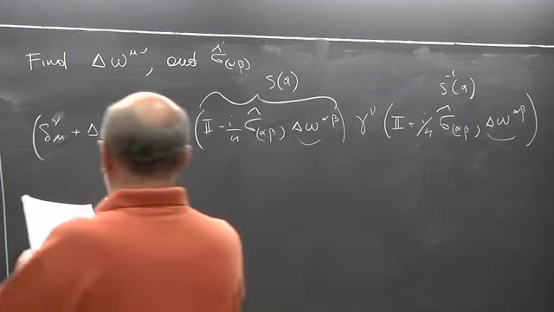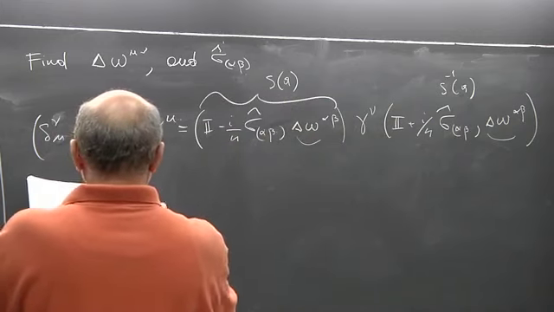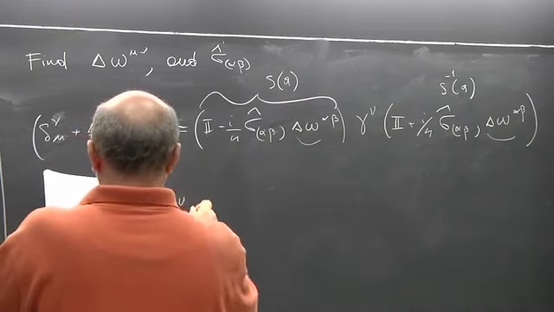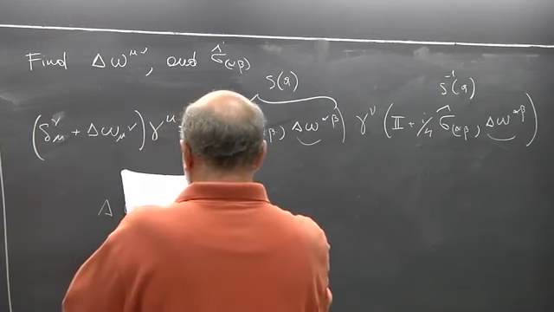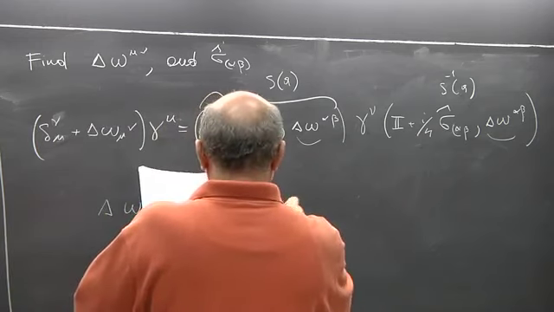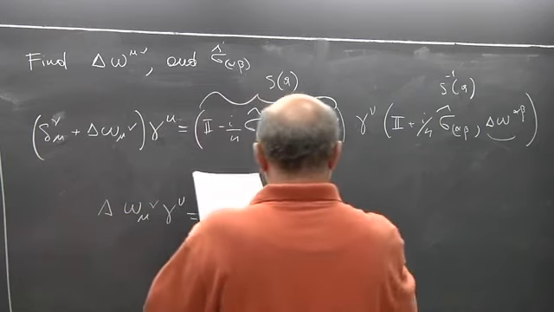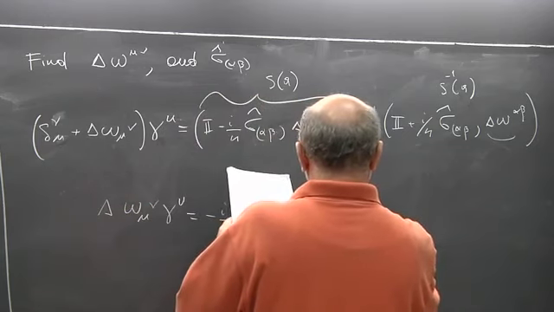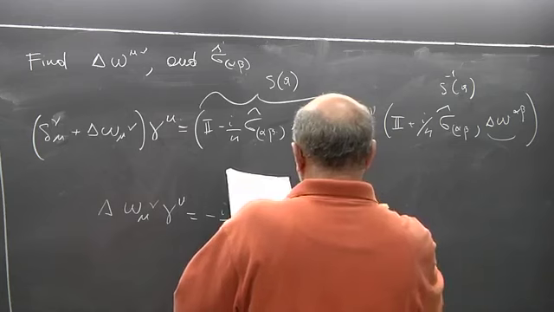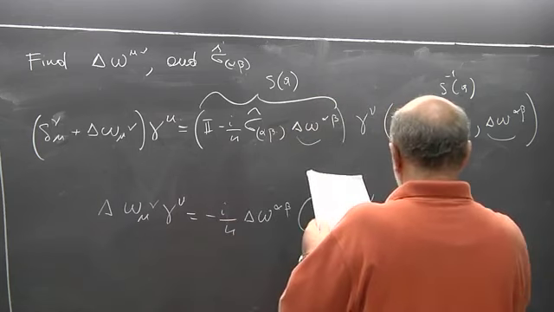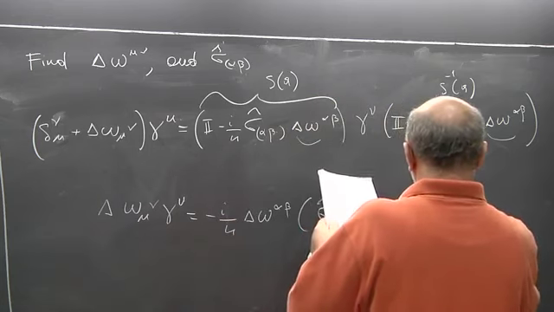What you get is the following. Delta omega mu nu gamma mu is equal to minus i/4 delta omega alpha beta times sigma alpha beta gamma nu minus gamma nu sigma alpha beta.